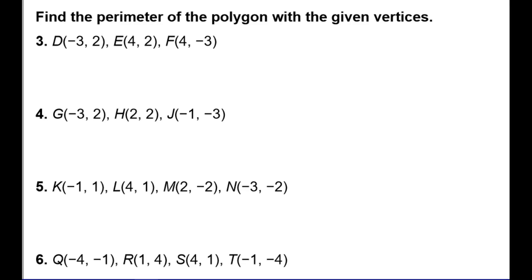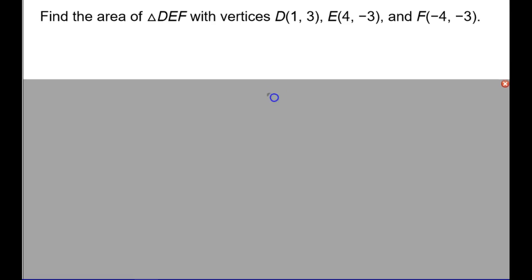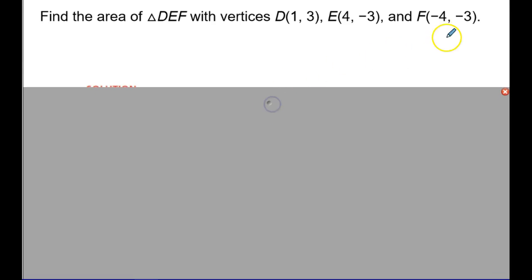So now here are a few for you to try. Definitely always start by drawing your figure so you know exactly what you're looking at and where it's at. So now let's find the area. So again, I'm looking at triangle DEF, with vertices at (1, 3), (4, -3), and (-4, -3). So again, I have to draw myself a quick sketch so I can see what I'm looking at.